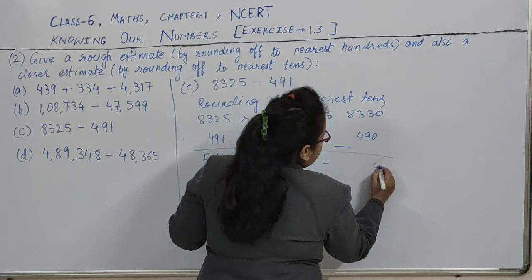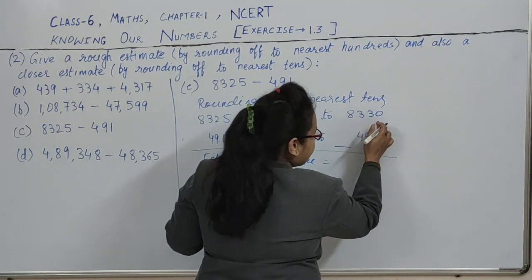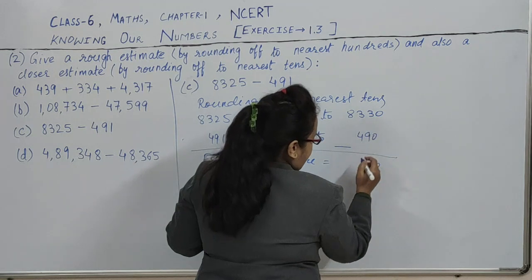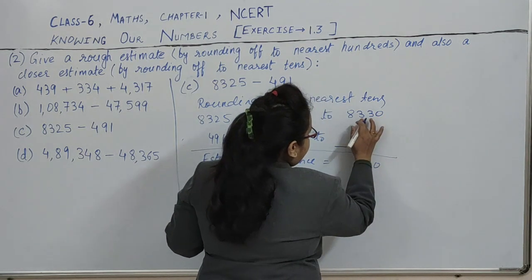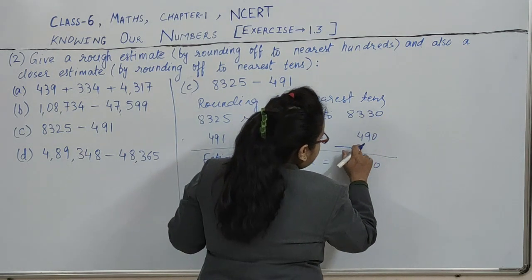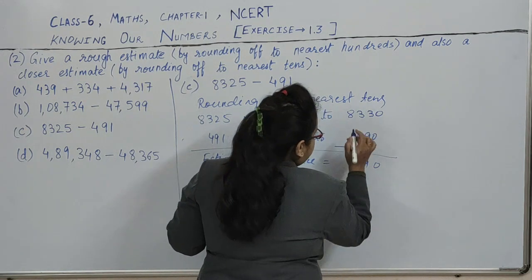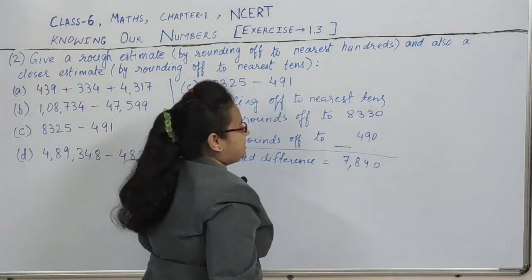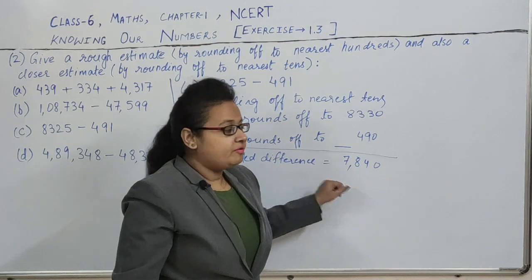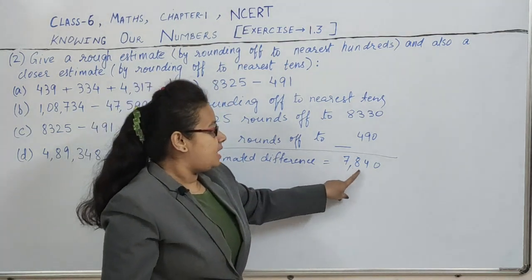So 0 minus 0 is 0. 3 minus 9 is not possible, so we will take one carry, it will become 13 minus 9, which is 4. This becomes 2, 12 minus 4 is 8, this becomes 7. So it is 7,840. The estimated difference is 40.